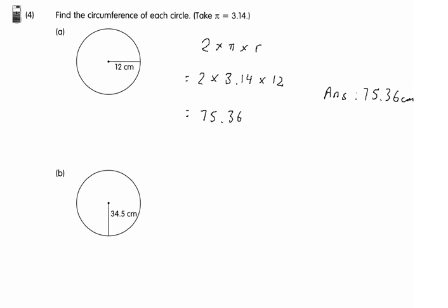Jingkang, tell me what's the next step? Next question. 2 times pi times radius, right? So equals to 2 times what? Times 3.14 times, equals to what?